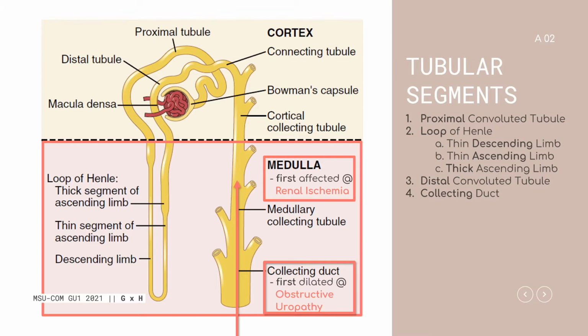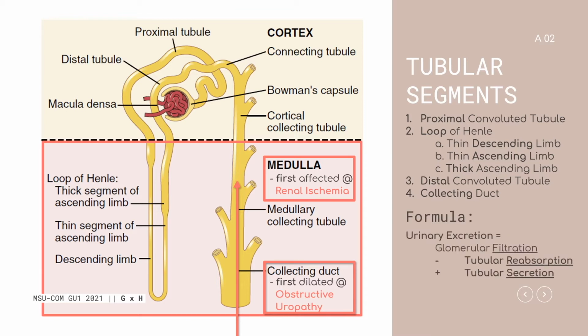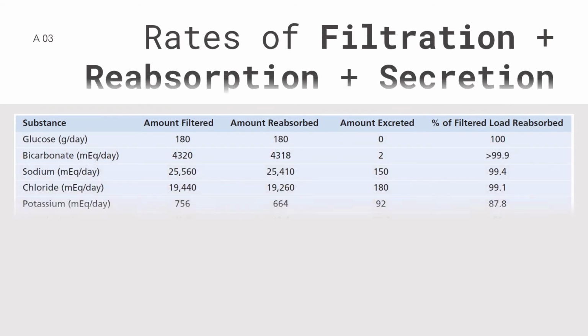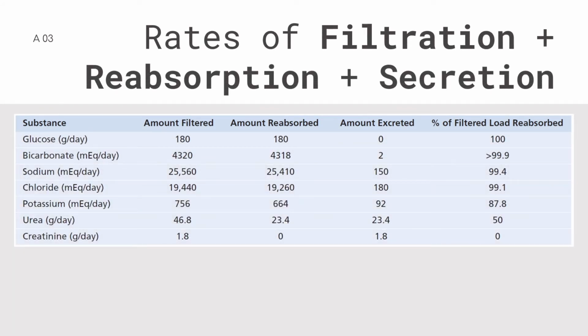Anyway, in summary, the formed urine and all its substances represent the sum of the 3 basic renal processes: glomerular filtration, tubular reabsorption, and tubular secretion, as shown by this formula. Now, let's dive in. To appreciate the magnitude of tubular reabsorption, look at this table and compare the amount of substances that are filtered, reabsorbed, and secreted in the urine.